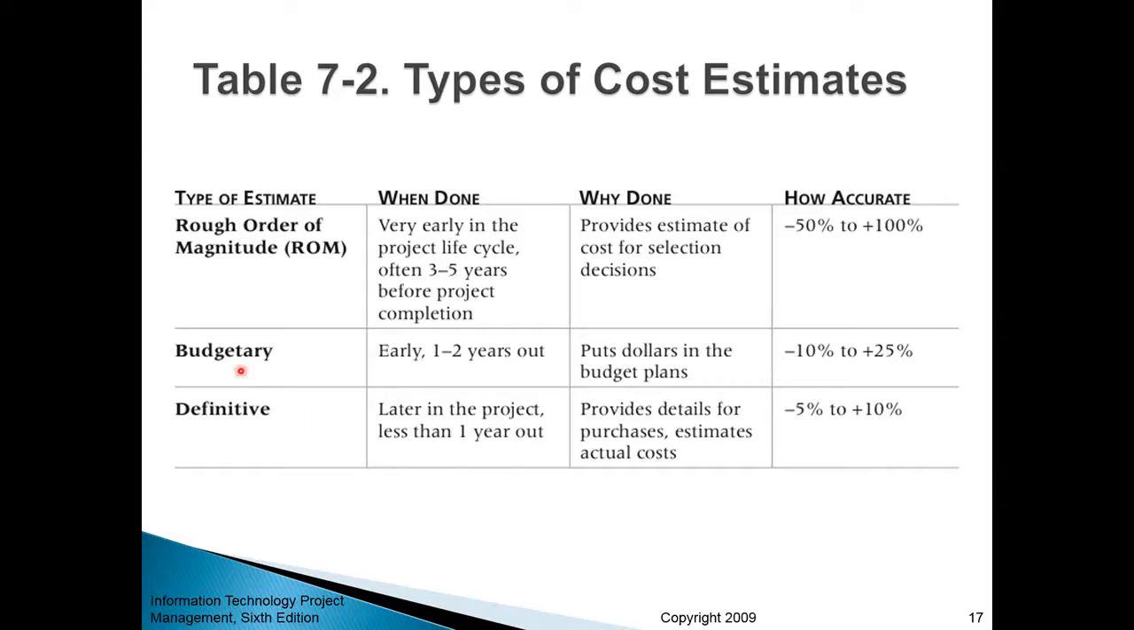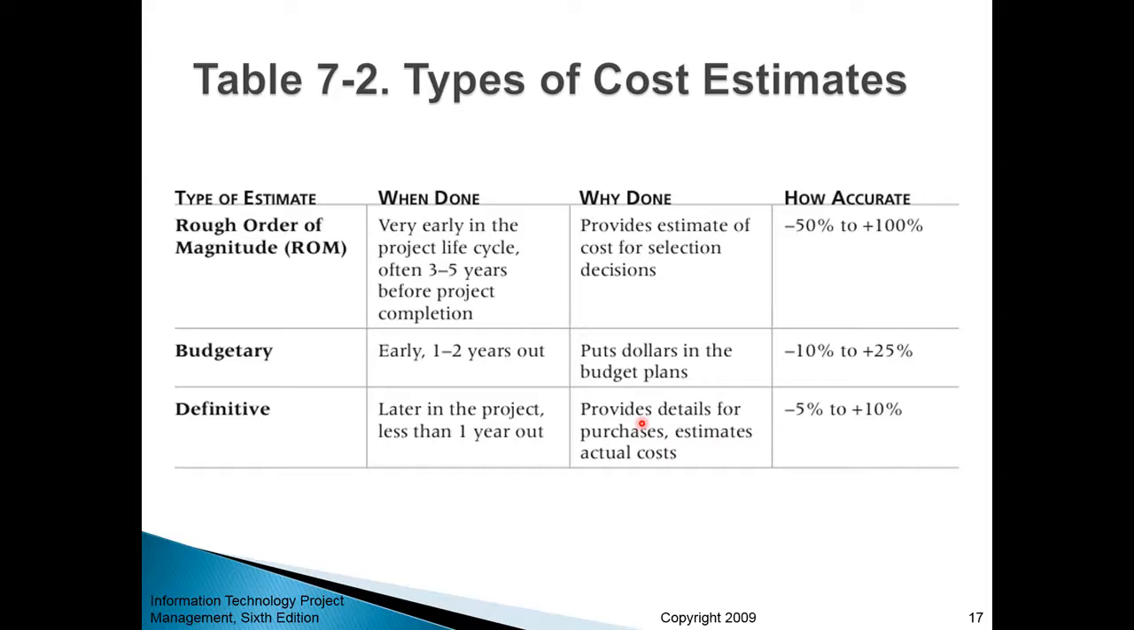After those initial estimates, project managers and the team can prepare the so-called budgetary estimates. They're done relatively early, typically 1 or 2 years out, close to the actual completion point of the project, so way into the life cycle of the project.